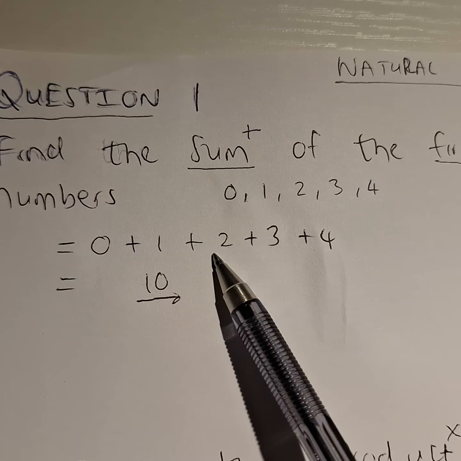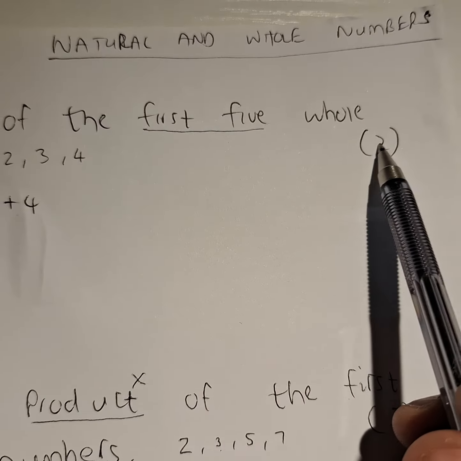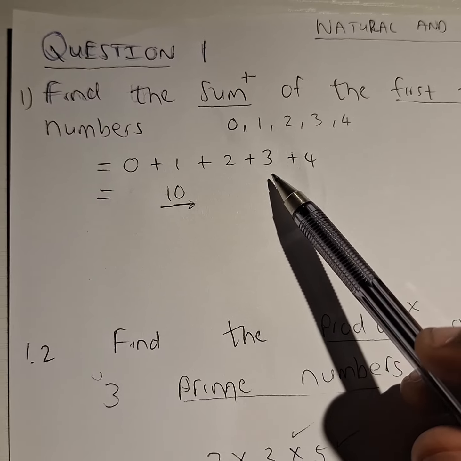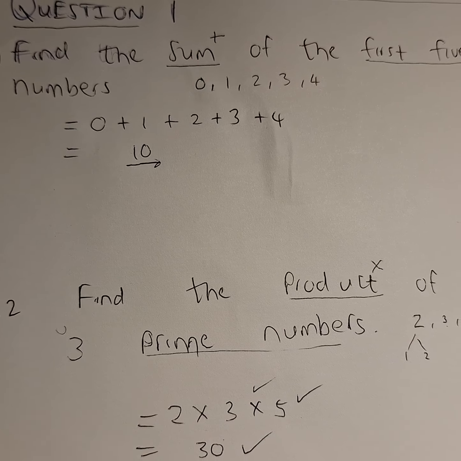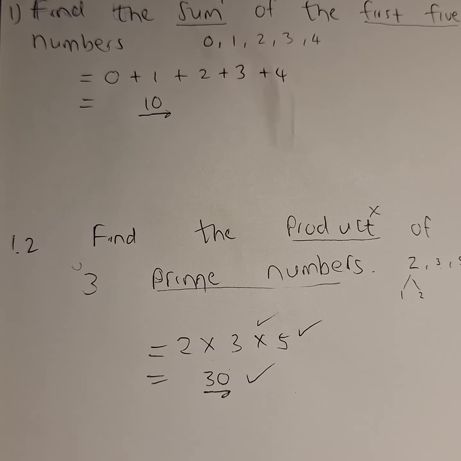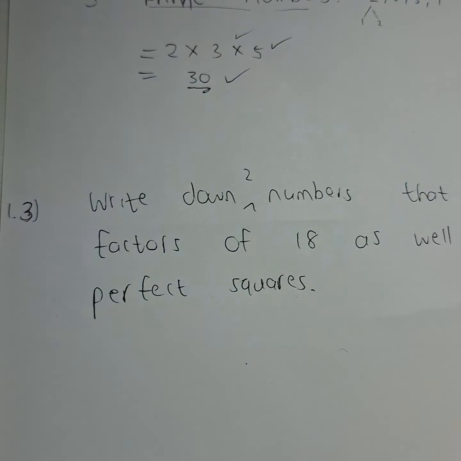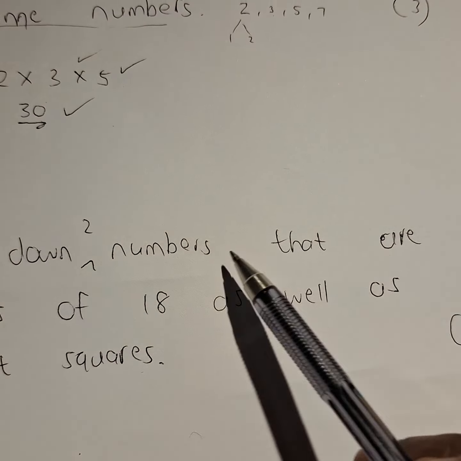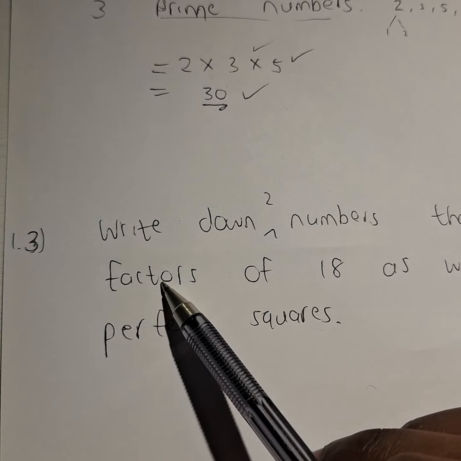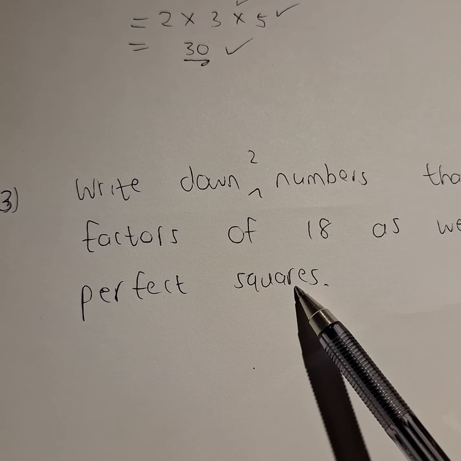Just like with the previous question, find the sum of the first 5 whole numbers. They gave us a 2 mark allocation there, and that's according to the liberty of the person who's setting the question. It means we allocate 2 marks, of course. Then the very last question that we'll do for today is: write down 2 numbers that are factors of 18 as well as perfect squares.